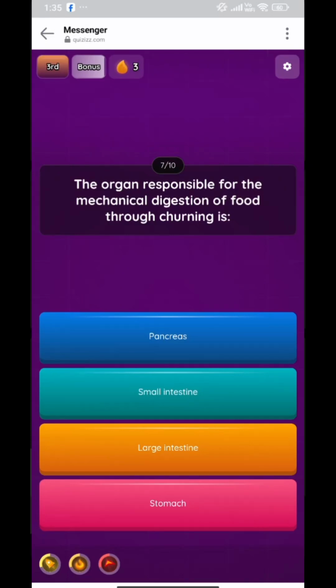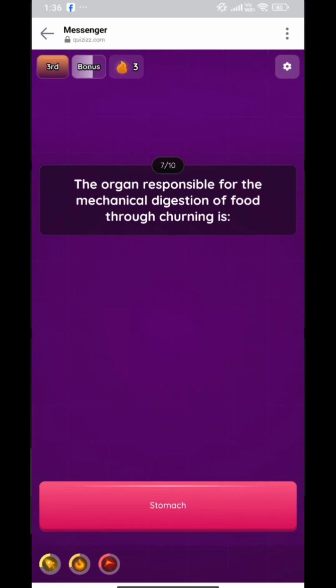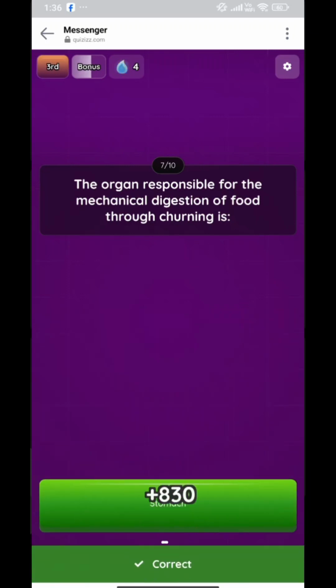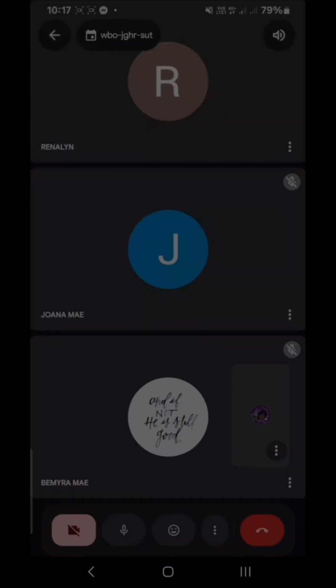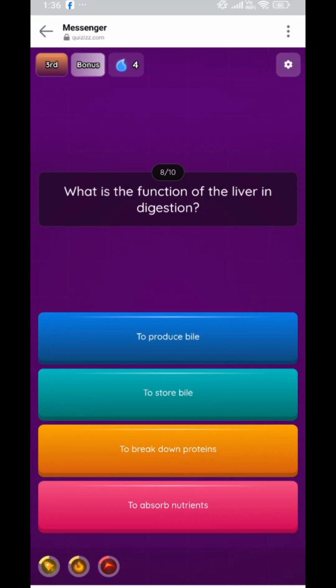Next, the organ responsible for the mechanical digestion of food through churning is, what is the answer? Okay, Miss Bimayra May, what is the answer? I think, ma'am, it's our stomach. Let's see if that is our stomach. Very good. Next, what is the function of the liver in digestion?